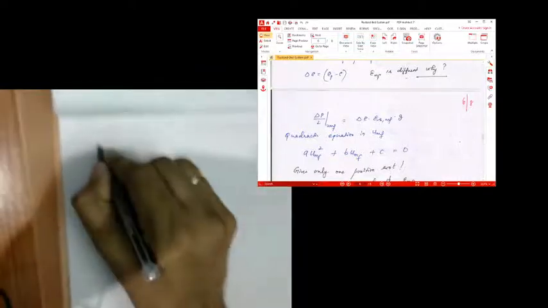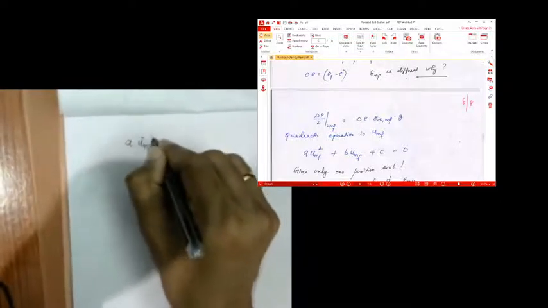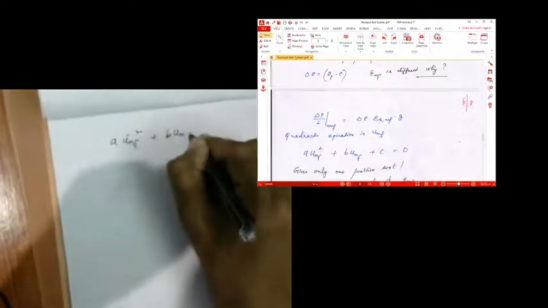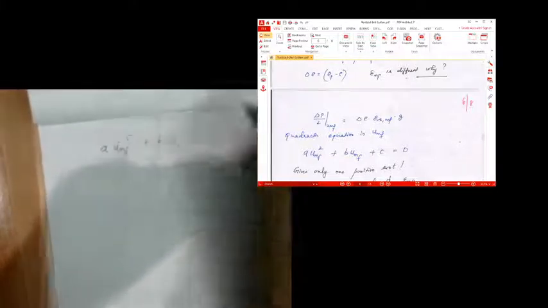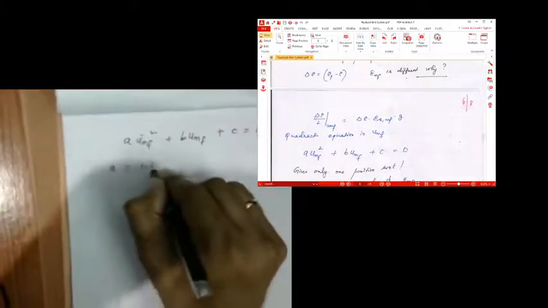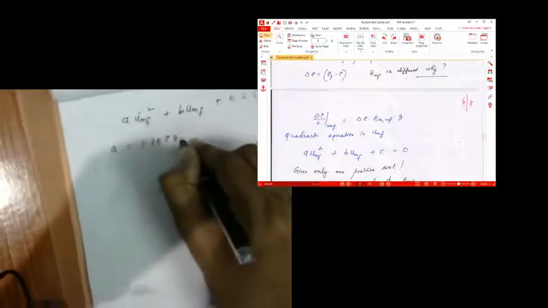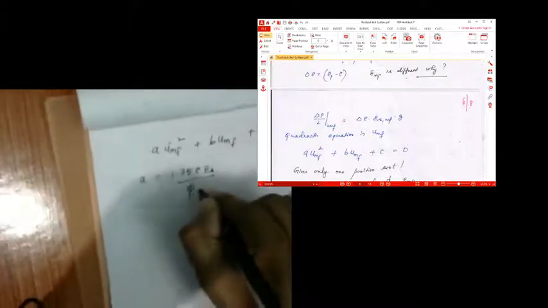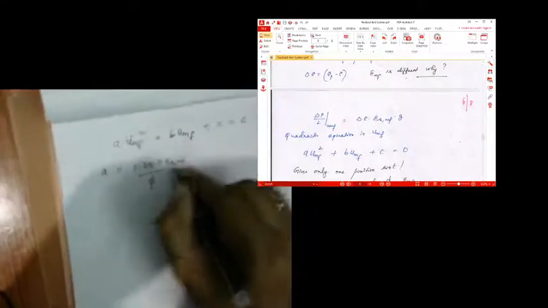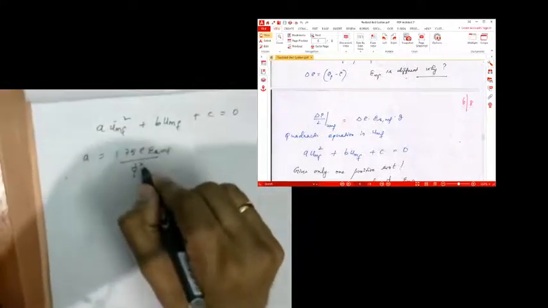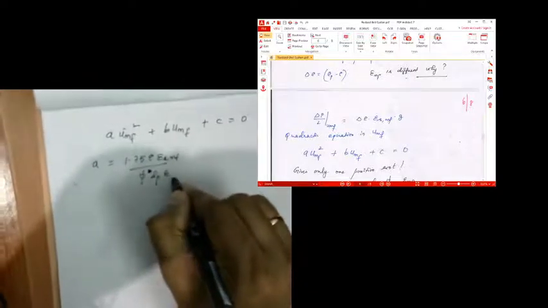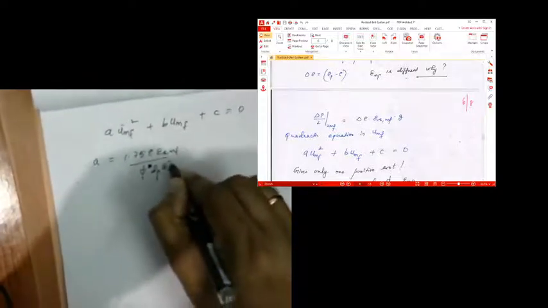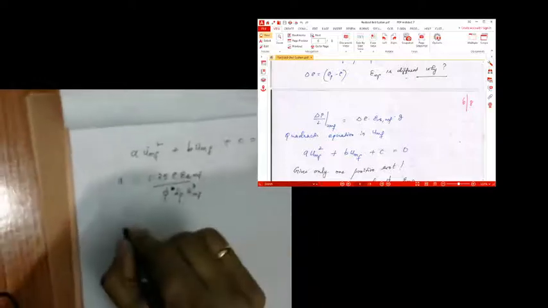Let me take the next page. So that means the point of transition is given by an expression AUMF square plus BUMF plus C equal to 0, where A is 1.75 rho epsilon S by, this is evaluated at minimum fluidization condition, pi into dp into epsilon. Again, epsilon is evaluated at minimum fluidization condition, the whole cube.